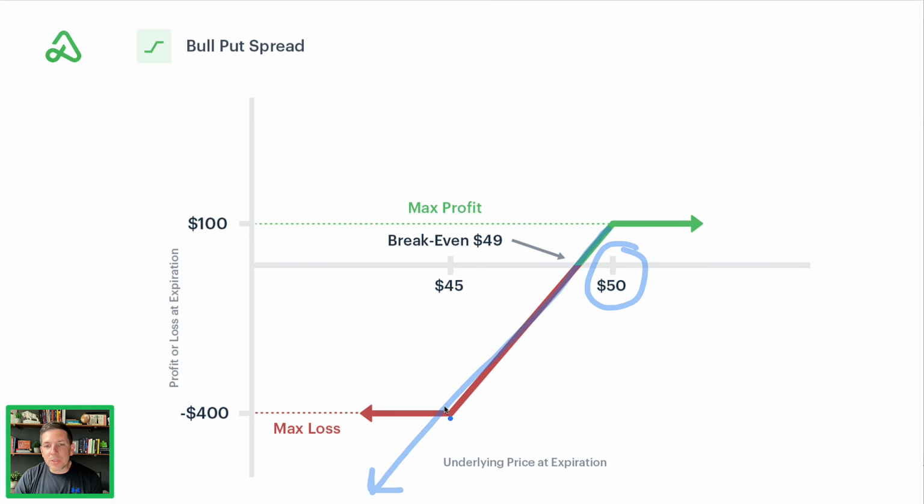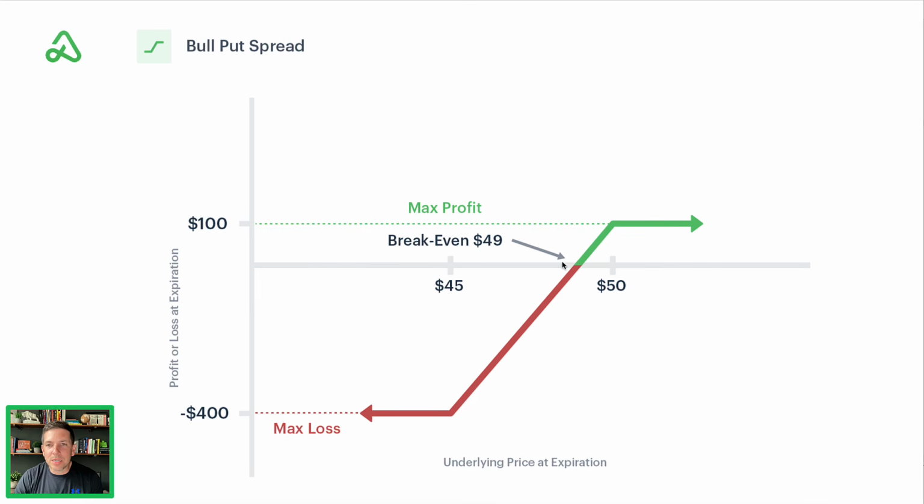So what people do is they limit that loss by buying a put option at a lower strike price. They take a little bit of premium from selling this option contract, and they go ahead and buy an option contract at a lower strike. And what that does is it starts to limit the loss on the position.